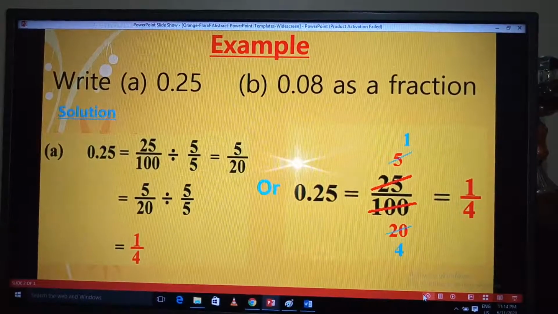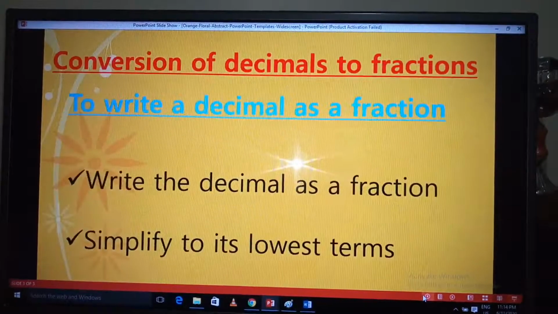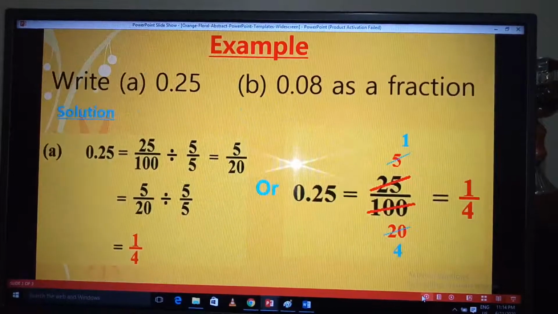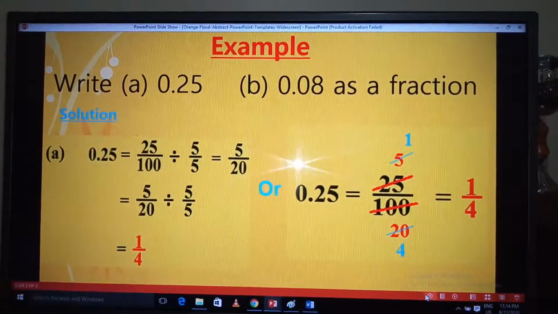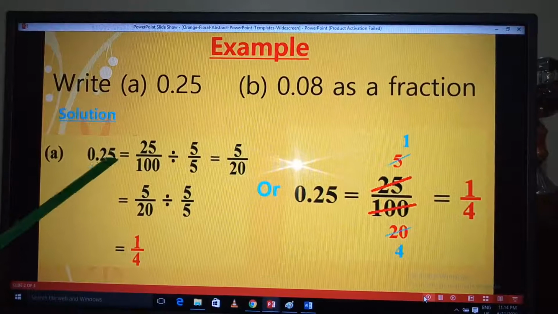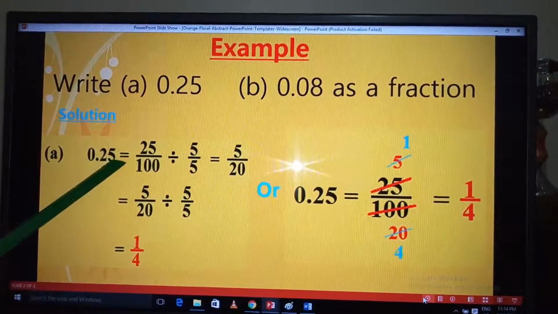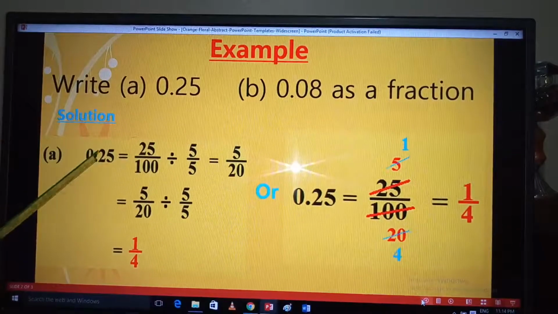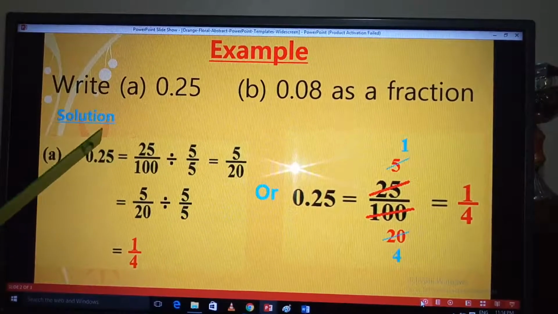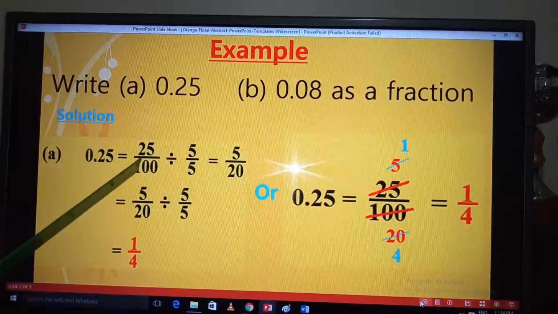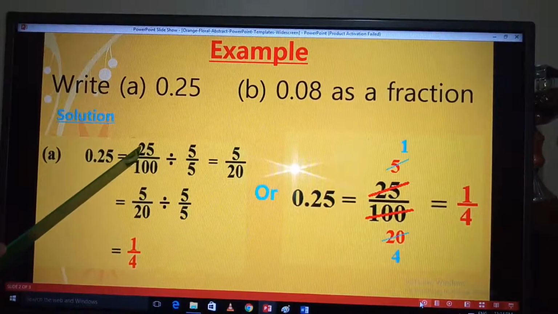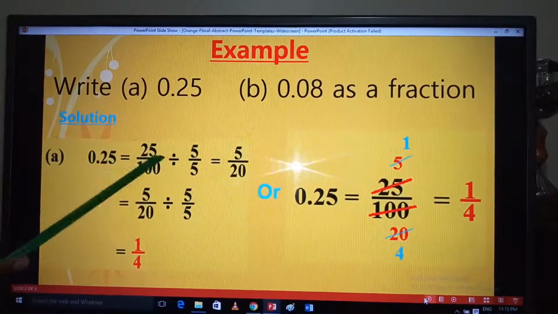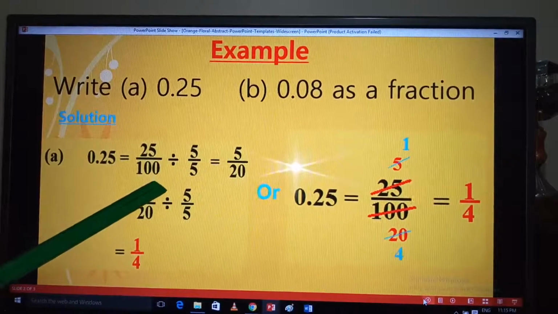0.25. The first step we said, write the decimal given as a fraction. So how do we write the decimal as a fraction? That is what we did in our last lesson. First, we look at the number after the decimal, which is 25 in our case. How many steps do we have from the decimal to the right? 1, 2. So the denominator will be 1 and 2 zeros. So 0.25 as a fraction is 25 out of 100.